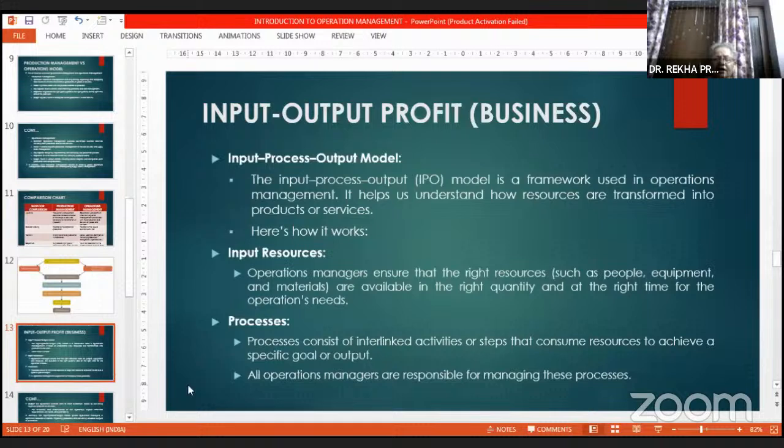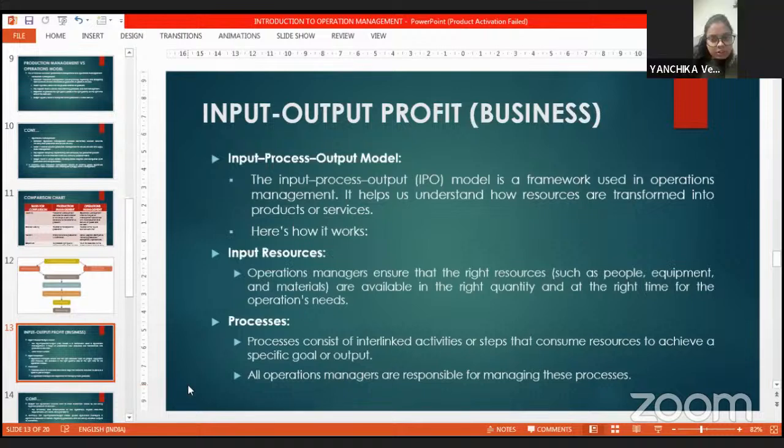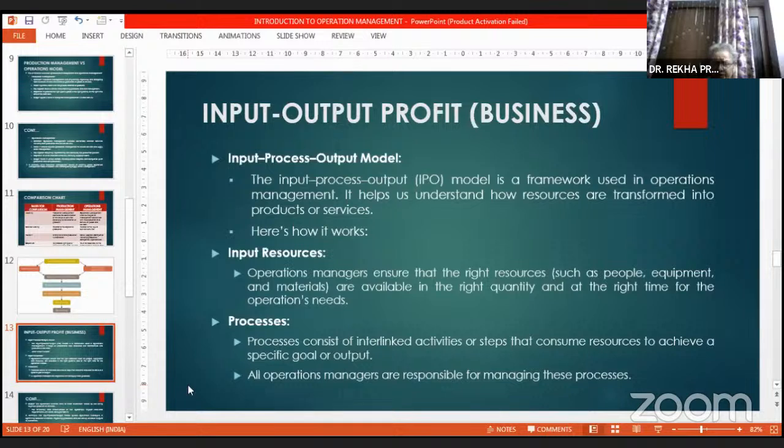Then we see that this whole process is input, output, profit. This business is operations management. Some input is taken, some processing is done, and then the output is there.